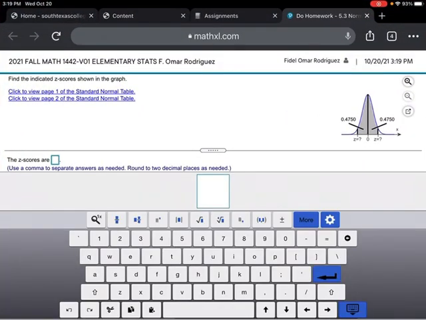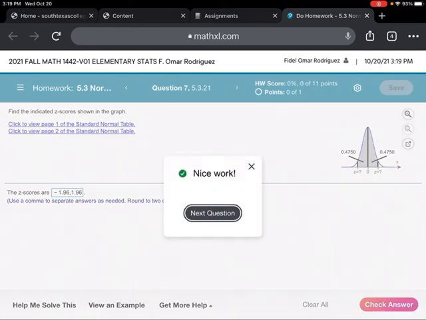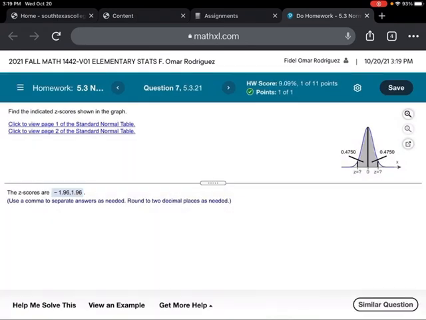All right, here we go. So negative 1.96, comma, positive 1.96. We're going to check our answer, and we got it, okay?